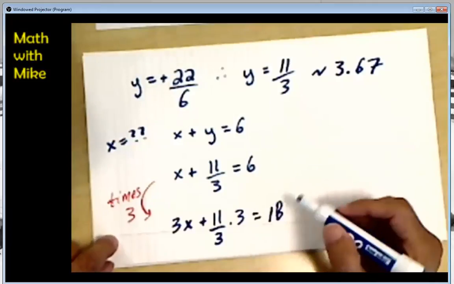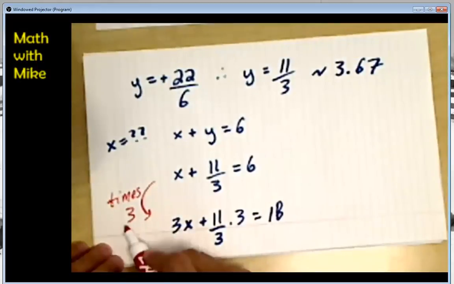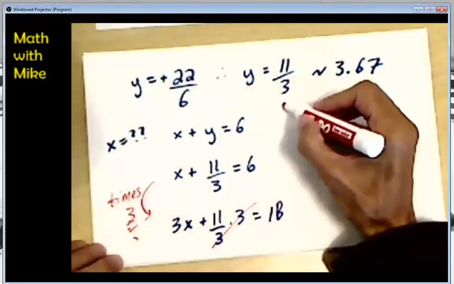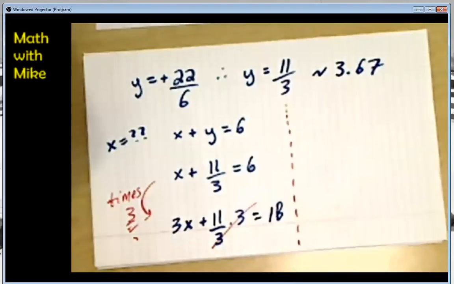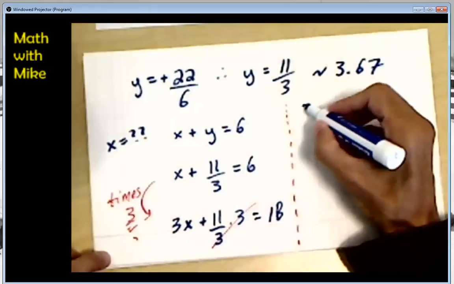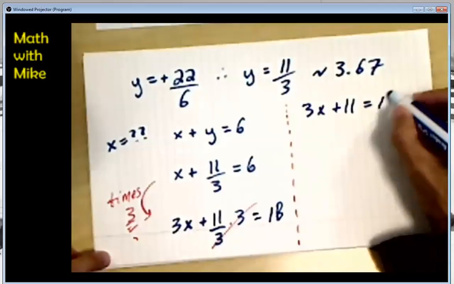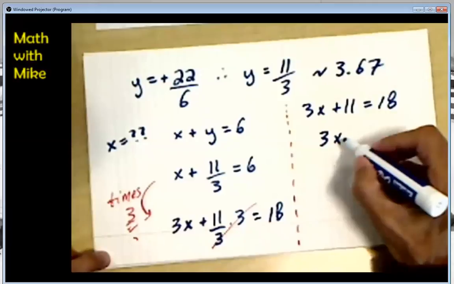So this is the beauty of this step. Same number, right? Same number here as on the bottom. Those will divide out and cancel away, and that leaves us a nice expression to work with. See, we get 3x plus 11 is equal to 18, and then solving that to the end.